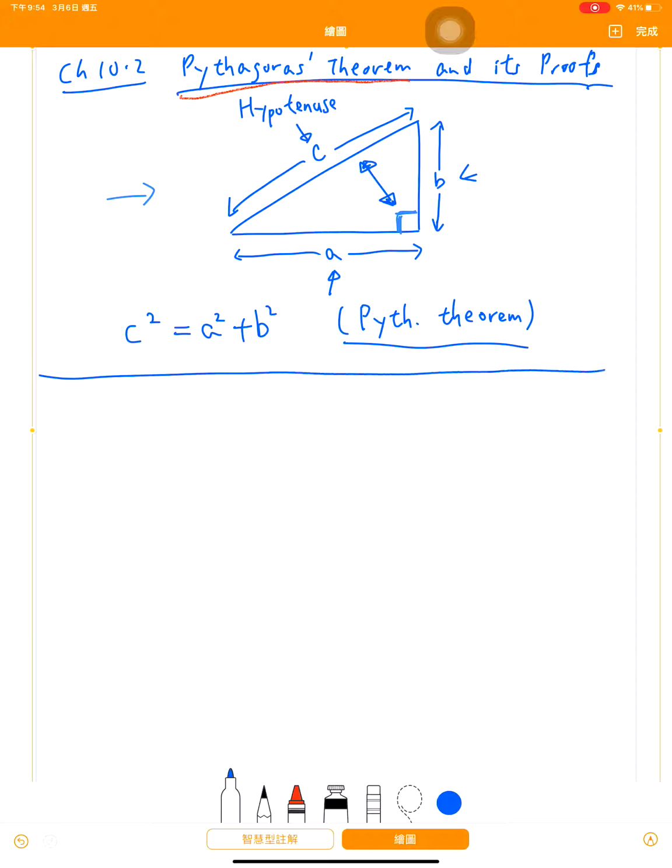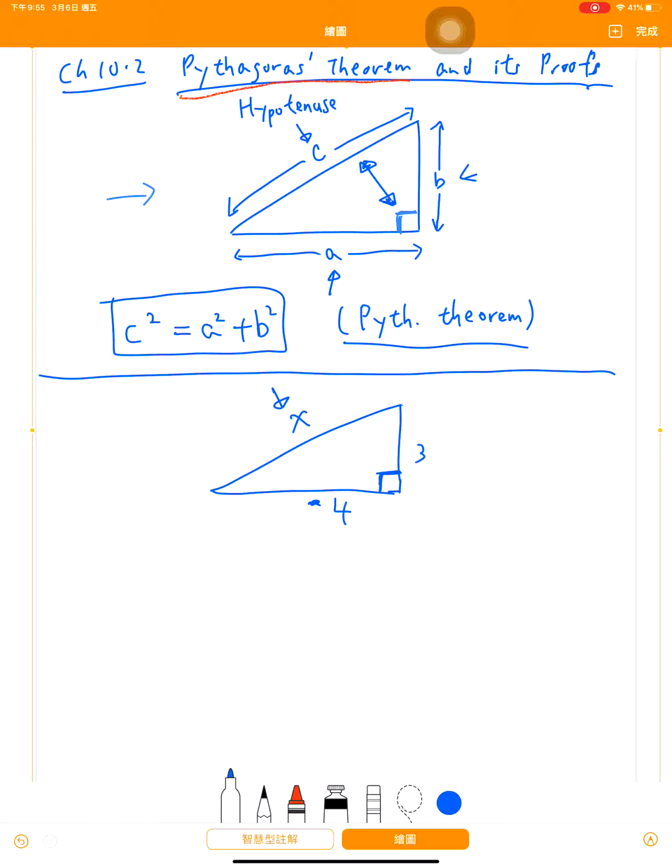So I'm going to show you one example. For example, if there is a right angle triangle, the right angle is very important to use the theorem. This one is 4, this one is 3, this one is x. If we want to find x, we can use the Pythagoras theorem. The x will be the longest one, the hypotenuse, so we know that x squared will be equal to the sum of the squares of the other two lengths. That is 4 squared plus 3 squared. Of course, we should write down the reason, Pythagoras theorem.